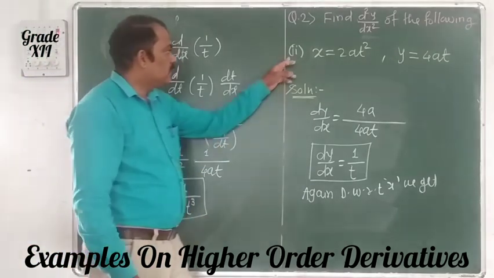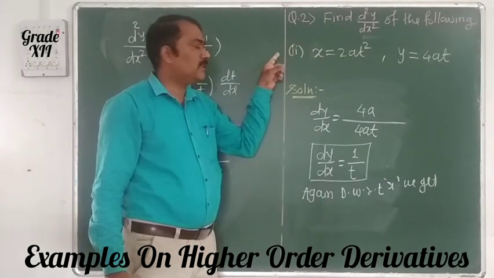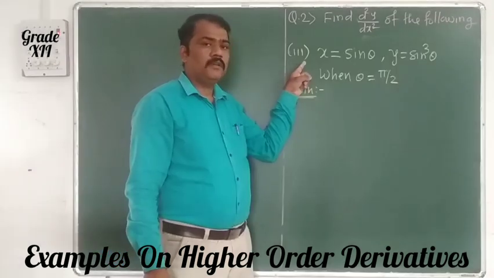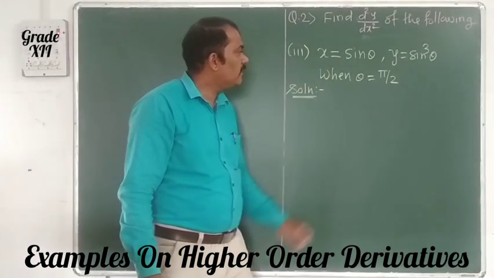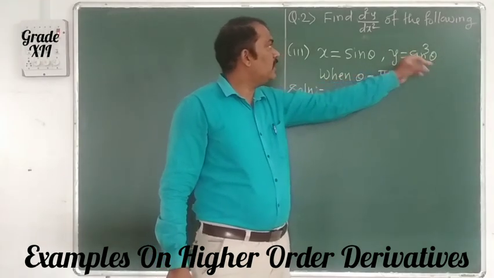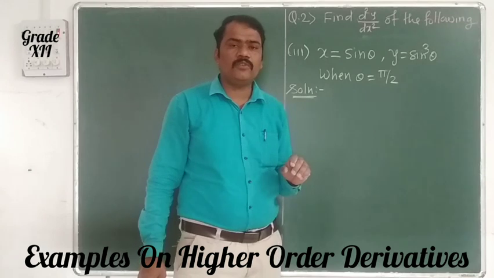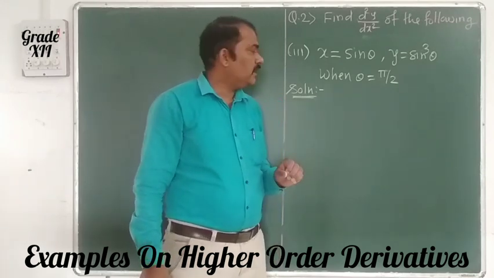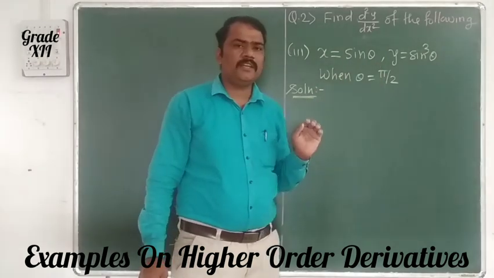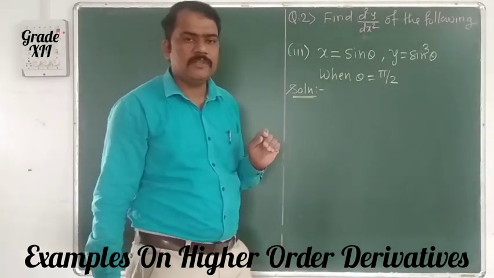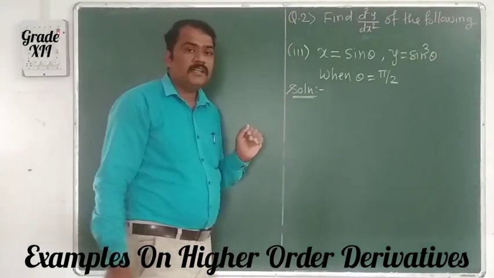After that, here we have to discuss example number 3. What is that example number 3? See here. The third example is that x is equal to sine theta, y is equal to sine cube theta. We have to find d2y by dx square when theta is equal to pi by 2. Okay? First we have to find dy by dx. This one is a parametric function, so with the help of the derivatives of the parametric functions, first we have to find dy by dx.